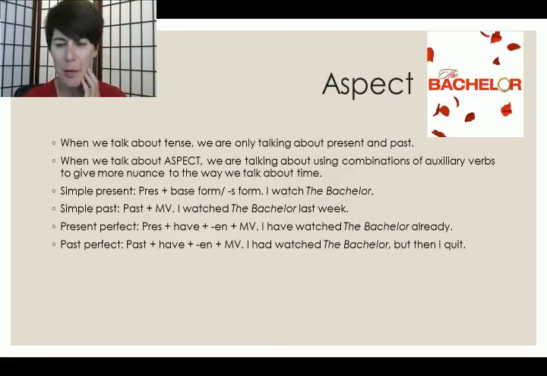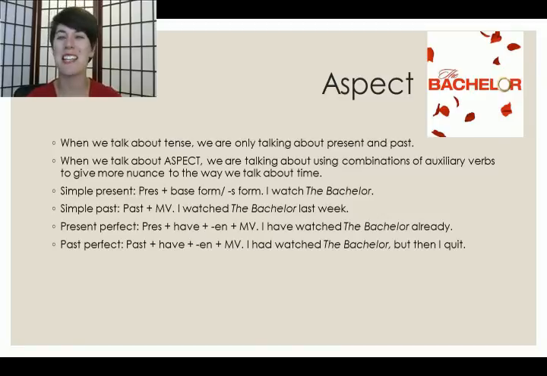You may be wondering, how do I remember that if I'm using have plus en, I'm using the perfect aspect? One of my past students had a great mnemonic device for this. Have plus en is very close to the word heaven, and heaven is perfect. So there you go. It's got to be the perfect aspect.